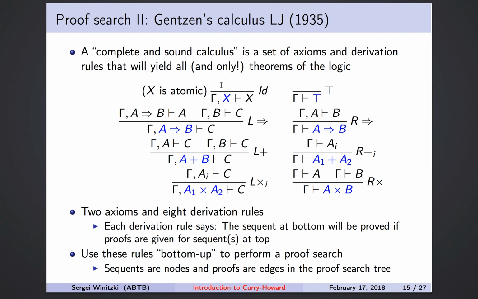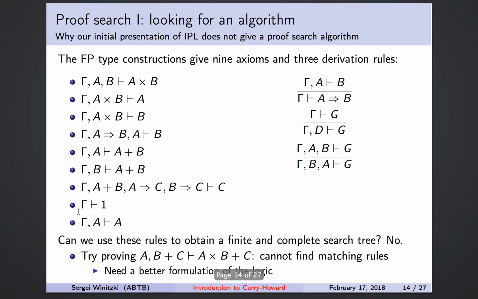So these rules that have no previous sequent required, those are axioms. And this axiom means if you have an atomic x, in other words, it's a variable, a type variable, not a complicated expression, just a type variable, then you can derive that same variable. This is our axiom right here.